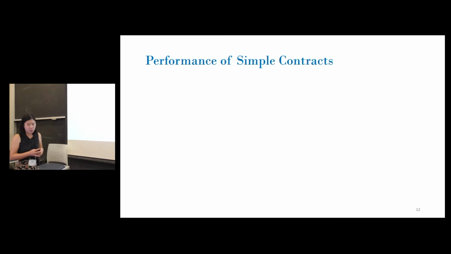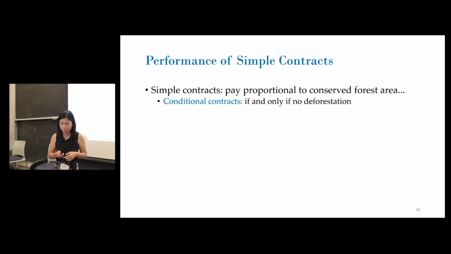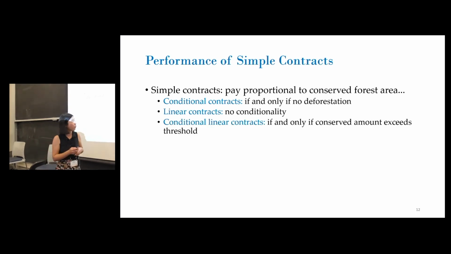Today, we're going to explore just 3 kinds of simple contracts. Actually, I'm going to talk about just 2 results from 2 of them. The first are these conditional contracts that are currently being used in practice. So recall, this is basically one action, you conserve everything, no deforestation, and one payment corresponding to that action. An obvious extension of this kind of contract, which has been brought up a couple of times today, is a linear contract, right? So if you conserve 100%, I'll pay you 100% of what I promised. If you conserve 50%, I'll pay you 50% of what I promised.